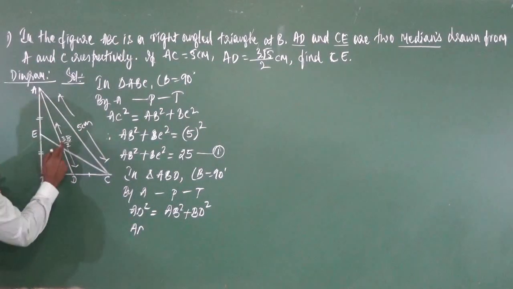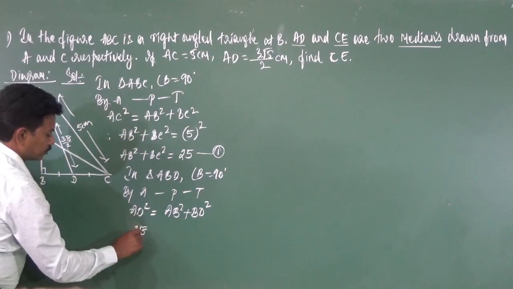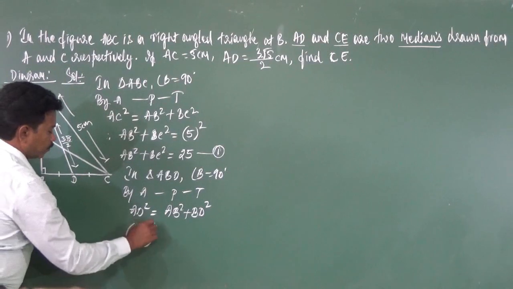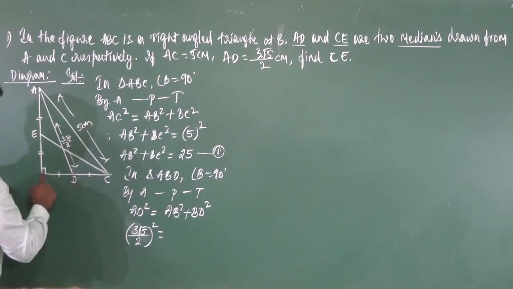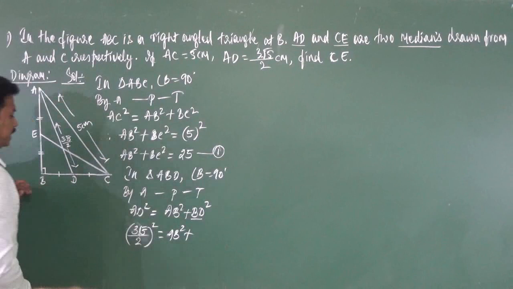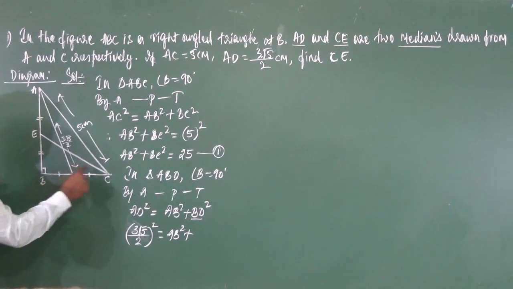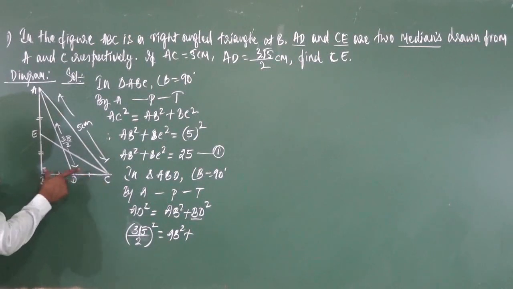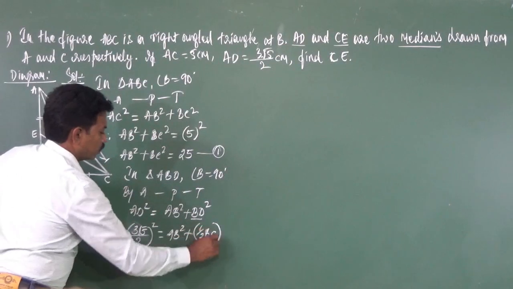AD square value is 3 root 5 by 2. So this we will write it. 3 root 5, we will substitute that by 2, whole square is equal to AB square, we do not know, and BD square, we do not know. So AB square plus, instead of this BD, we can write it as half of BC, because D is the midpoint of BC, and BD is half of BC and DC is half of BC. So therefore, instead of BD, we will write it as half of BC. So it is half of BC whole square.